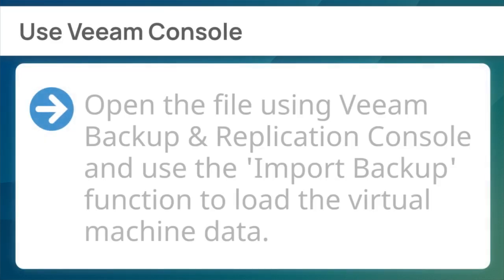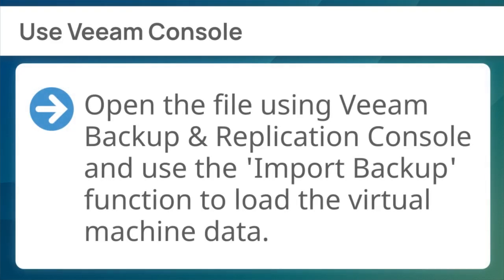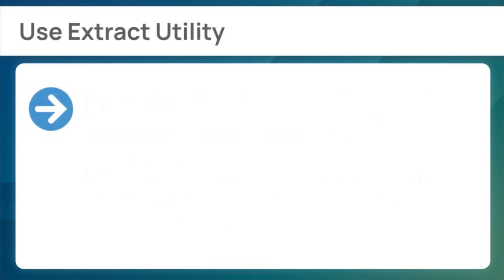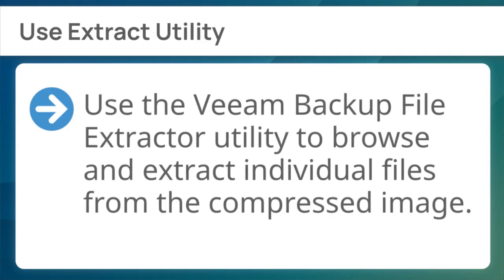First, use Veeam Console. Open the file using Veeam Backup and Replication Console and use the Import Backup function to load the virtual machine data. Next, check repository. Ensure the backup repository is online and that the file is located within a defined repository folder. Finally, use Extract utility. Use the Veeam Backup File Extractor utility to browse and extract individual files from the compressed image.